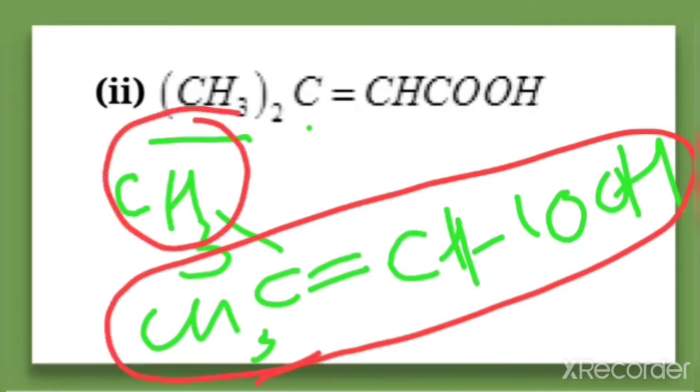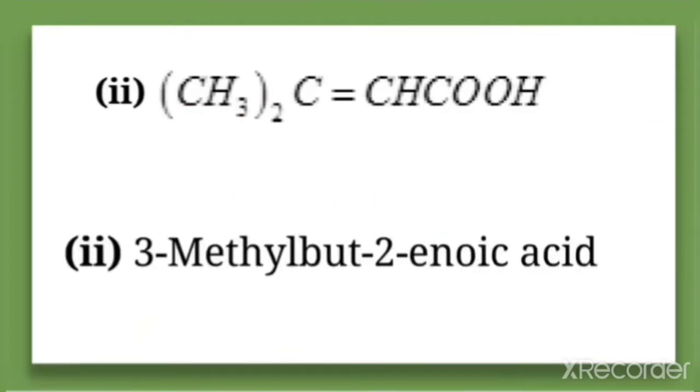What is the number of carbons in the main chain? This is the first carbon, second carbon, third carbon and fourth carbon. And on the third carbon there is one methyl group, that is a substituent. So 3-methyl, and the word root is but, since 4 carbons are there in the main chain, and there is one double bond, and that double bond is on the second carbon. So the name for this compound is 3-methyl but-2-enoic acid. We can also write this as 3-methyl but-2-en-1-oic acid.